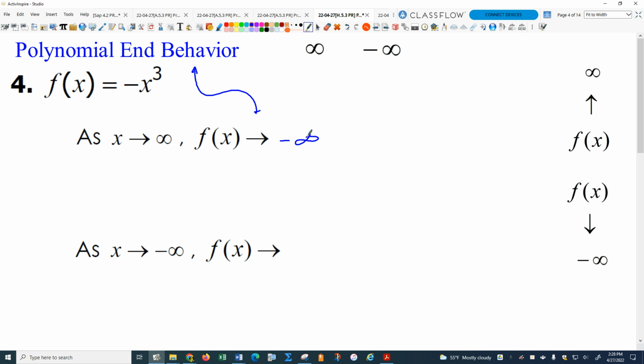Okay, how about, if we go as x approaches negative infinity, what's f of x approaching? What's it going to be? Positive infinity, yeah. Because that means as I go left, I'm going up. Okay, are we getting this? It's making sense?